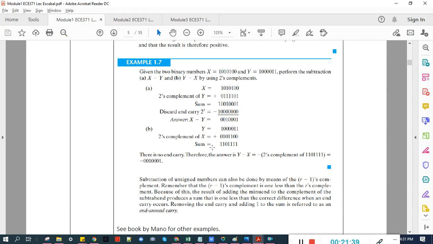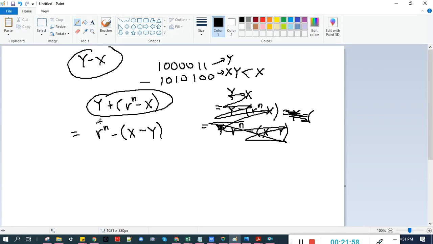It's letter B. Negative. There is no end carry, therefore the answer y minus x is the 2's complement. If we look at this, the result, this is the 2's complement, right? But the form of the 2's complement is r to the n minus n, if n is the number. Therefore, our number here is x minus y.